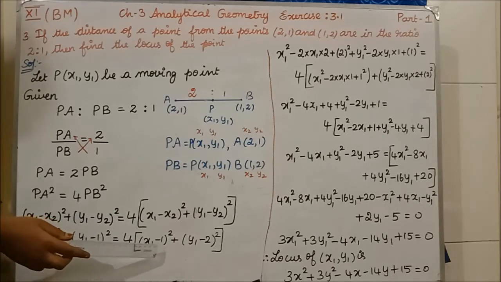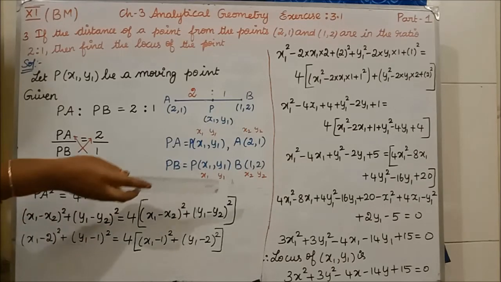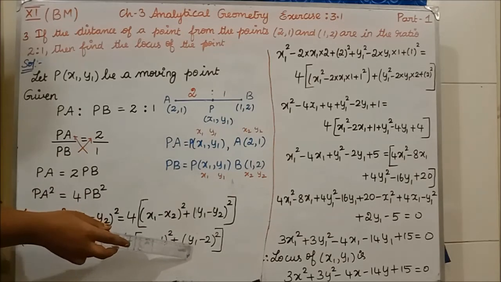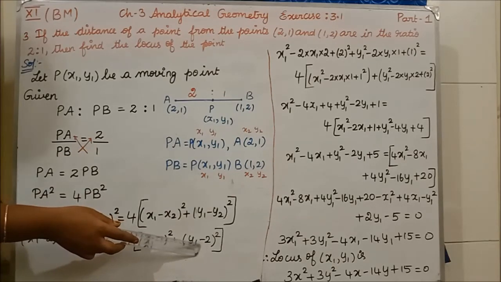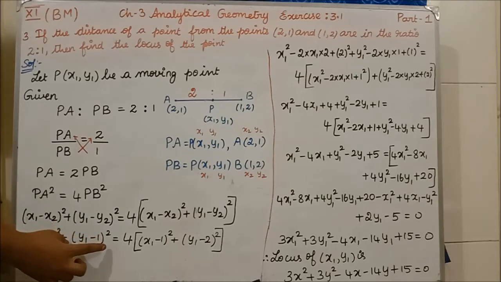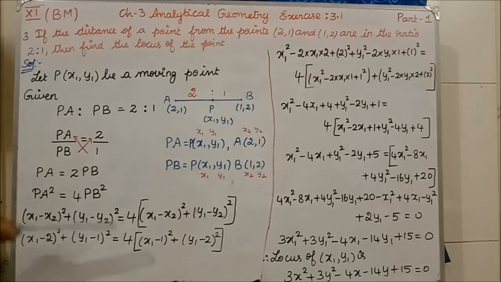For PB, x1 minus x2, where x2 is 1, the whole square, plus y1 minus y2, where y2 is 2, so y1 minus 2 the whole square. Clear? Again, this is in the form a minus b the whole square, and this also is a minus b the whole square. Everything is in the form a minus b the whole square.